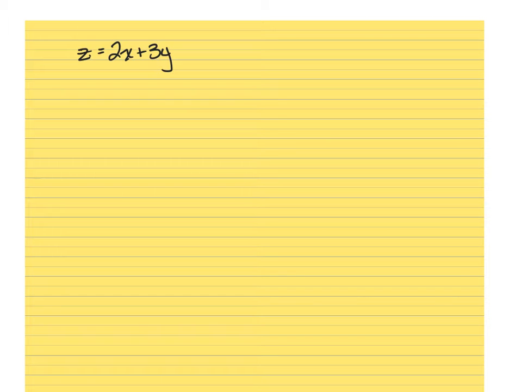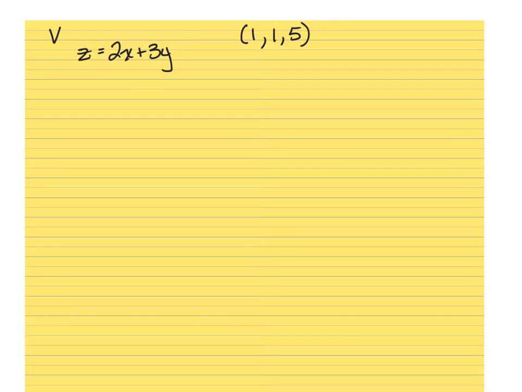All right, so let's look at this example. This is a problem from 4.1. It's saying we've got this set V, where it's the set of all x, y, z such that z equals 2x plus 3y. Okay, so for instance, this point would be in that set.